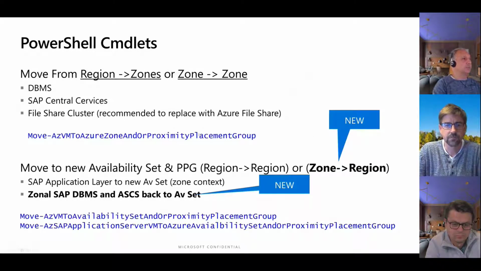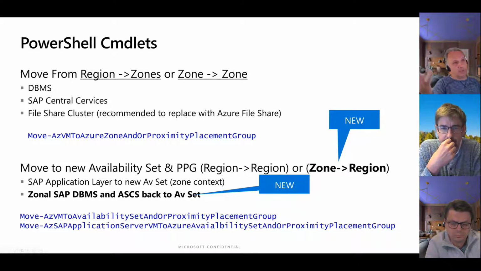The point is there are two sets of cmdlets. One is Move-AzVMToAzureZone. So typically you would use it for the database, central services, and file share cluster if you use one, which are really the zonal VMs. It converts the virtual machine from a regional VM, which is in an availability set, to a zonal VM, but you can also use it to move from one zone to another zone.